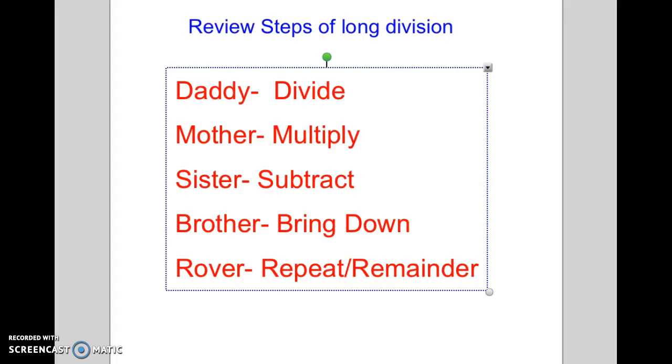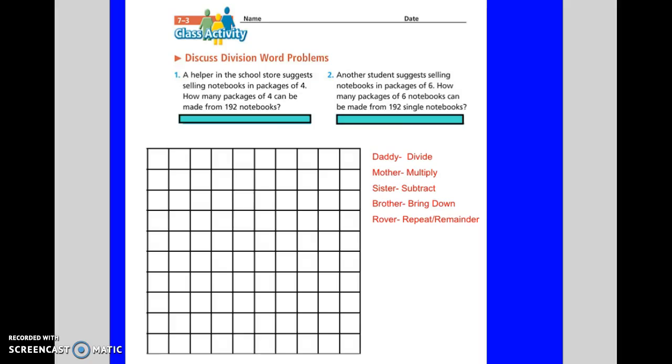So, first thing we're going to do is review our steps of long division. First is daddy. We divide the number. Then mother, we multiply the number. Sister, we subtract the number. Brother, we bring it on down. And Rover, our pet dog, we repeat or we do the remainder. So let's go ahead and practice with some word problems.